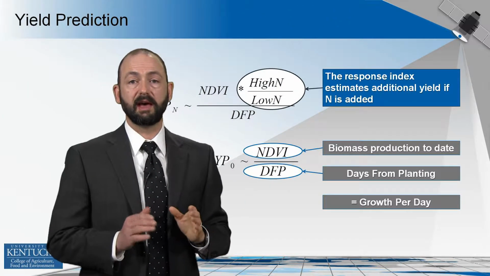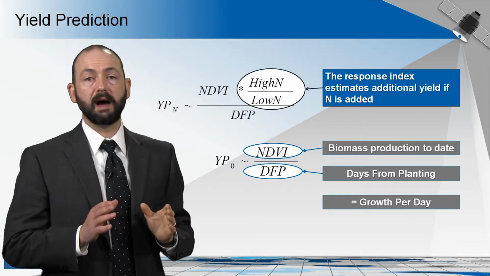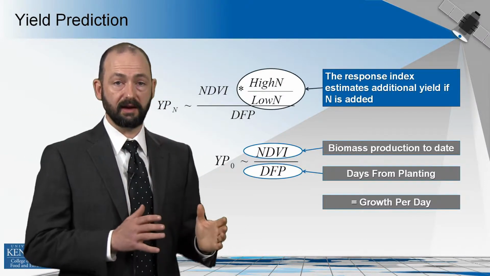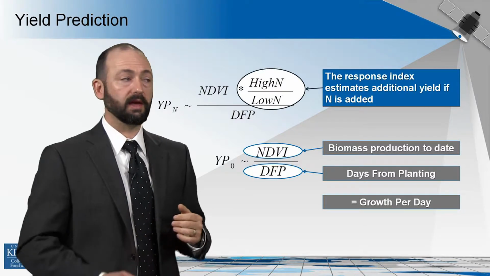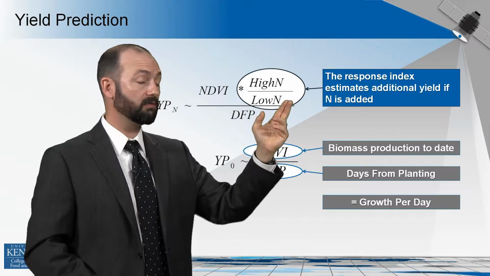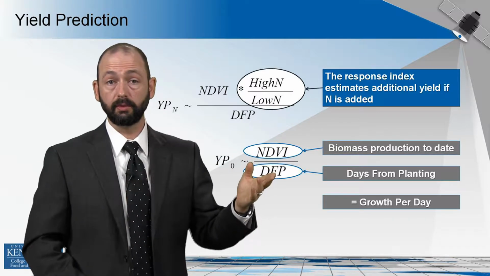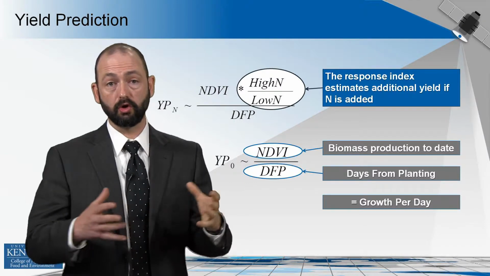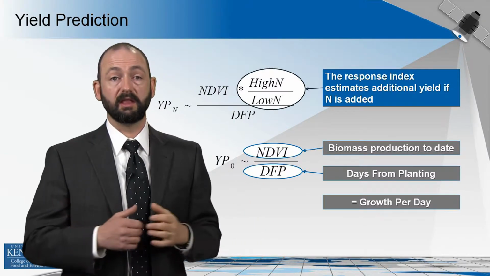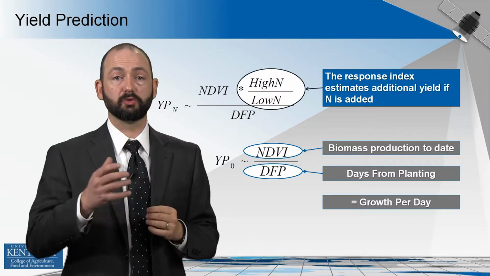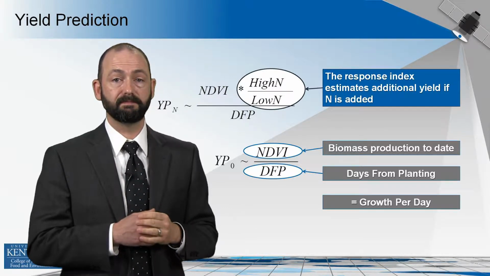So let's break this down a little bit more. The response index estimates additional yield if nitrogen is added. And we talked about that before, that if the high-end reference area divided by the low-end reference area is say 1.2, 1.5, hopefully it's always going to be more than 1, that you had more green growth out there in the high-end reference area than the low-end reference area, then that's how much response we'll get to nitrogen.